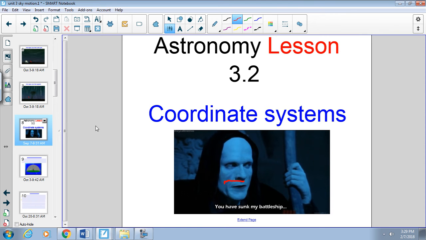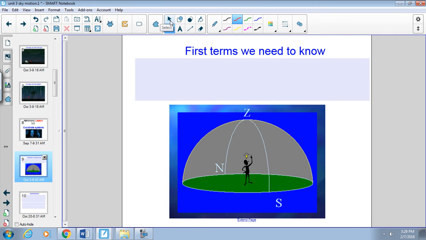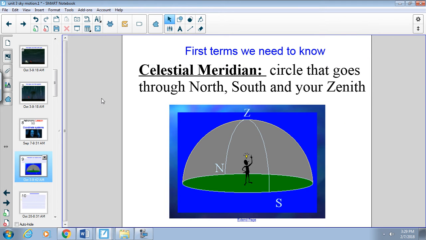Okay, anyways, welcome to Astronomy lesson 3.2, coordinate systems. First thing we need to know is our celestial meridian. This is the circle that goes through the north and south cardinal points and through our zenith. So again, the zenith is a point that is directly above our head. So this is what cuts our celestial sphere in half. How fun is that? All right, next.